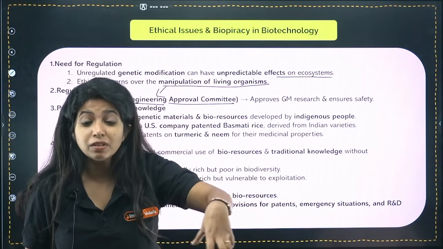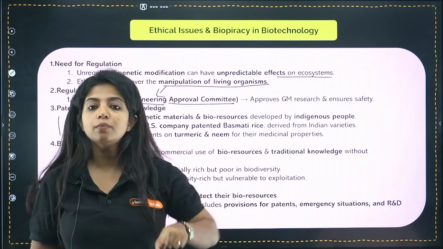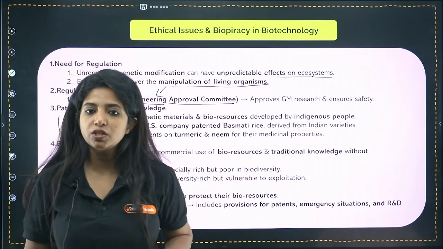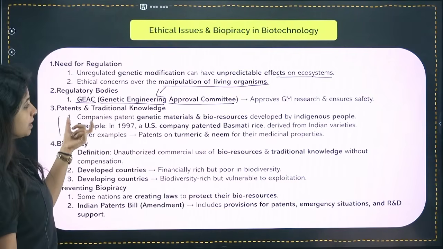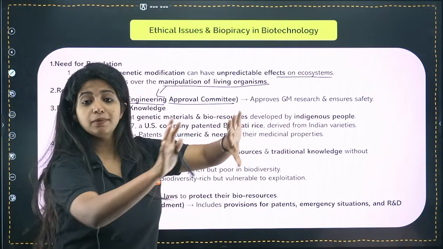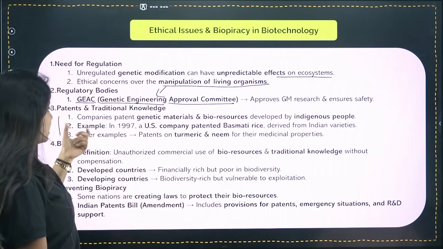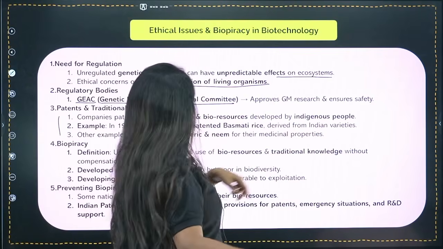It was something that is Indian. So obviously you need to take the permission from Indian farmers first. How can you put patency on something like that? Which is why a few things came up into the picture. Companies patent genetic materials and bioresources developed by indigenous people, as in the people of their actual origin. Example, in 1997, a US company patented basmati rice derived from Indian varieties.